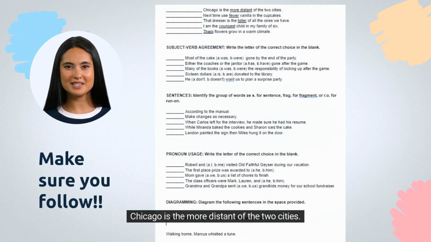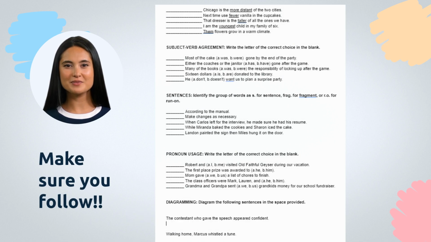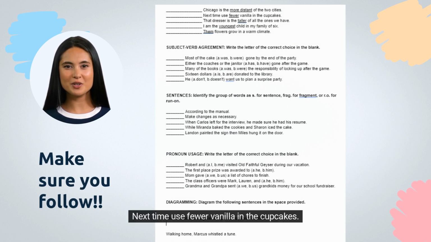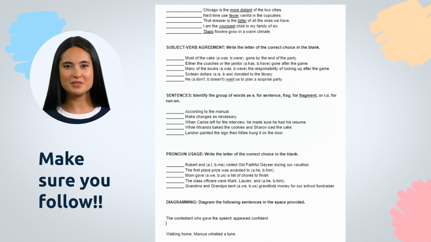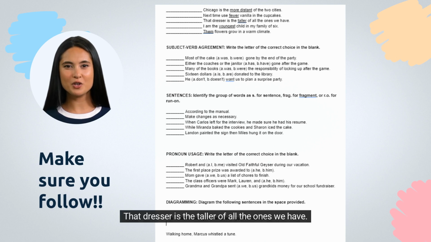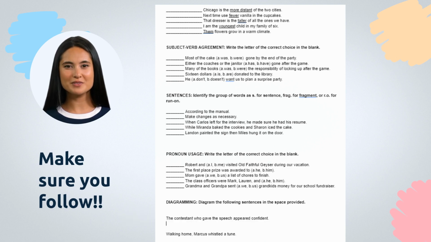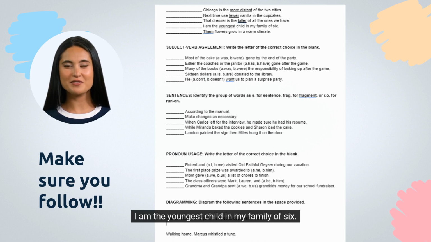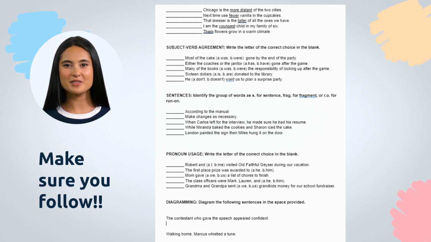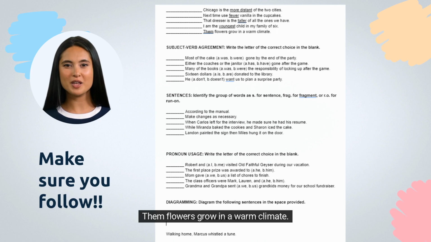Chicago is the more distant of the 2 cities. Next time, use fewer vanilla in the cupcakes. That dresser is the taller of all the ones we have. I am the youngest child in my family of 6. Them flowers grow in a warm climate.